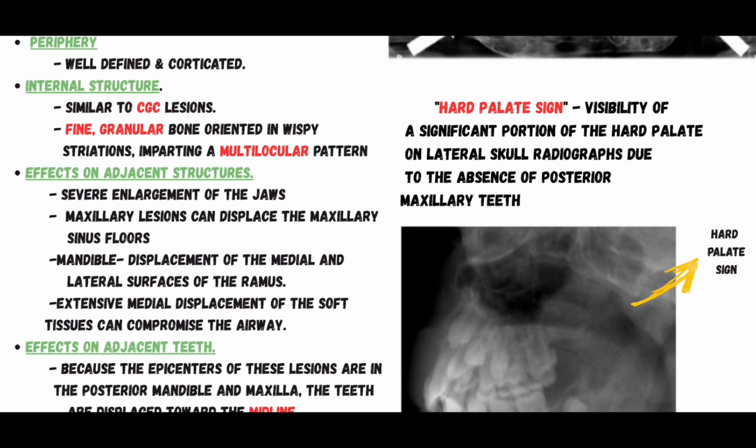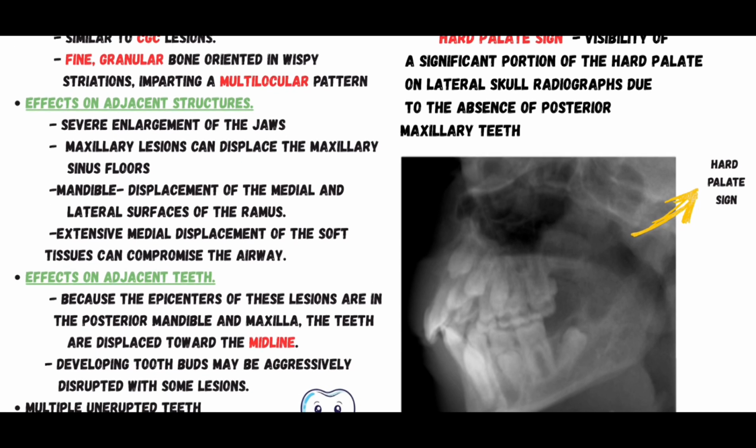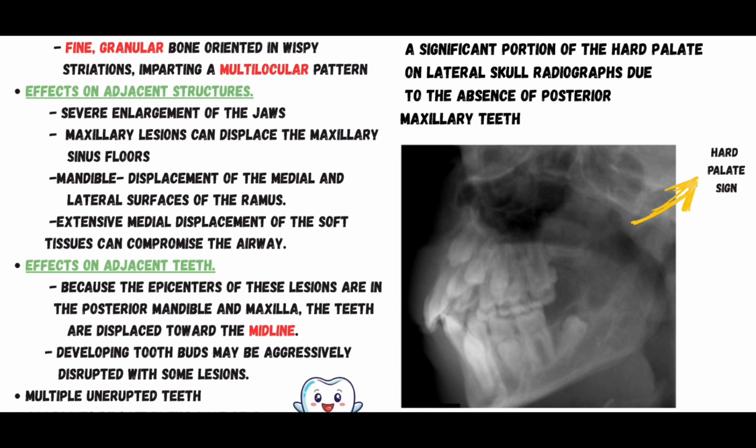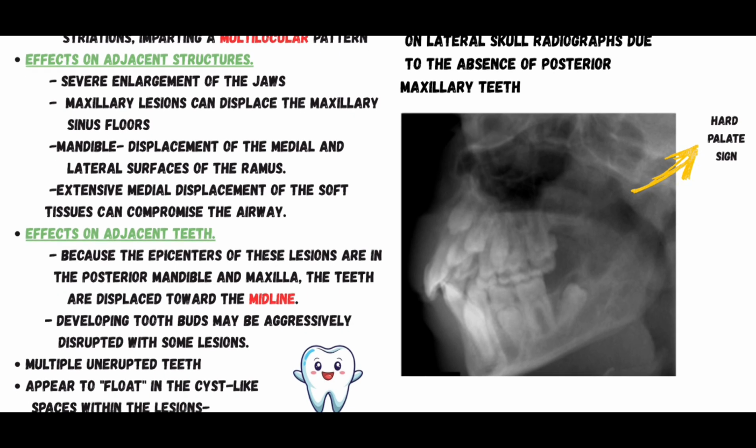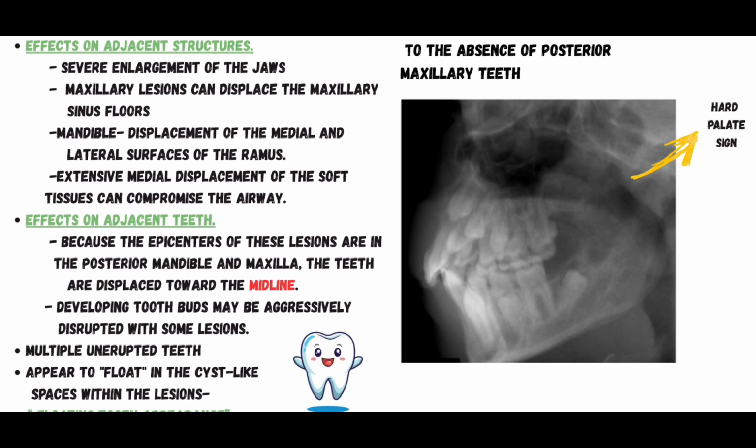Coming to the effects on adjacent structures. Expansion of the surfaces of the maxilla and mandible by cherubism can result in severe enlargement of the jaws. Maxillary lesions can displace the maxillary sinus floors, and in the mandible there may be substantial displacement of the medial and lateral surfaces of the ramus. Of particular concern is that extensive medial displacement of the soft tissues can compromise the airway, leading to obstructive sleep apnea.